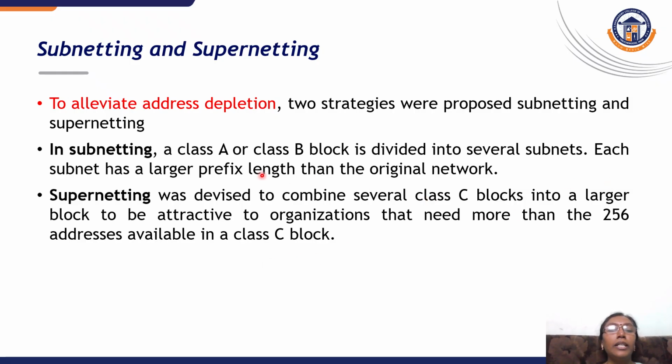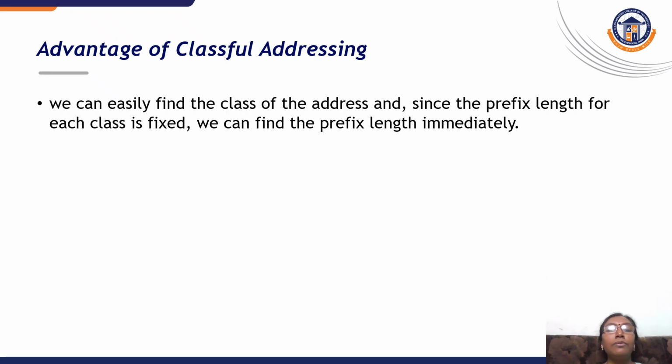So in subnetting, class A and class B blocks are larger, so they are divided into several subnets. In supernetting, multiple class C addresses are combined together, which will be available to the user. Advantage of classful addressing: the prefix length is fixed.